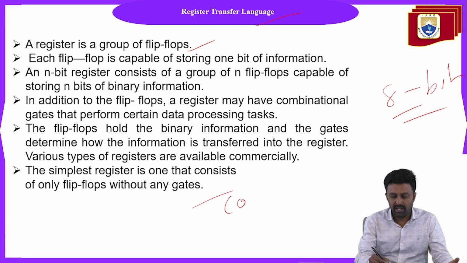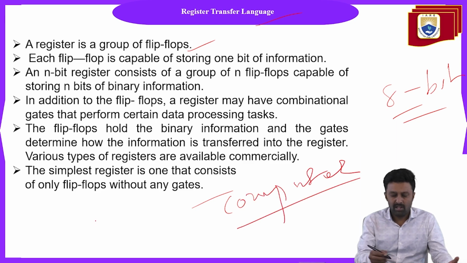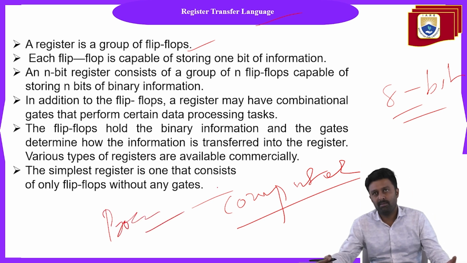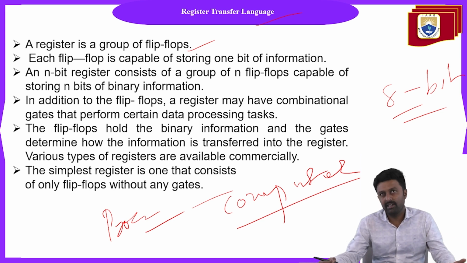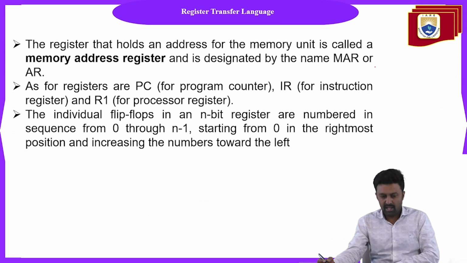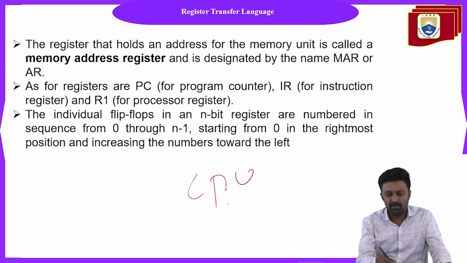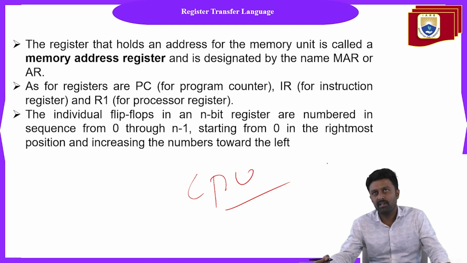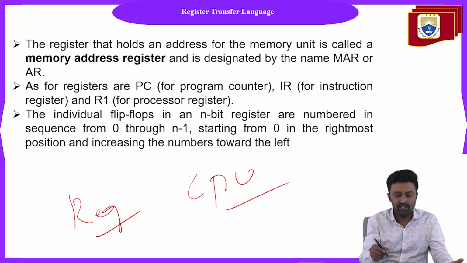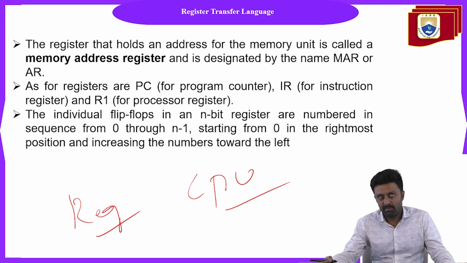So in the computer architecture, all the executions performed by the processors are done with the help of the registers. That is why there is a lot of importance to the register. Whenever the CPU or the processor executes any operation, all those executions will be done with the help of the registers. So that is the importance of these registers.